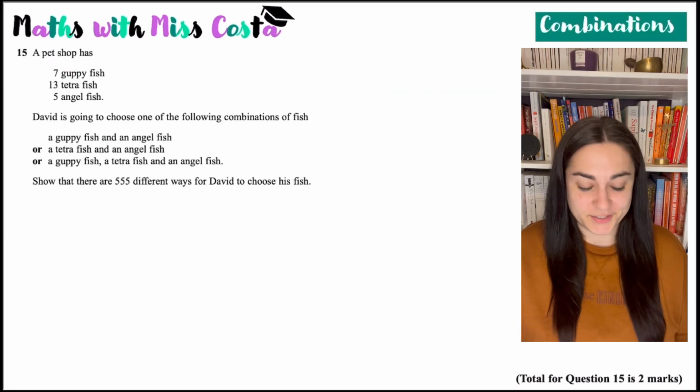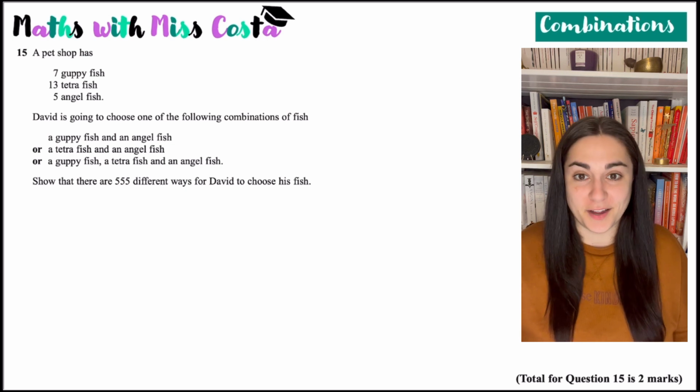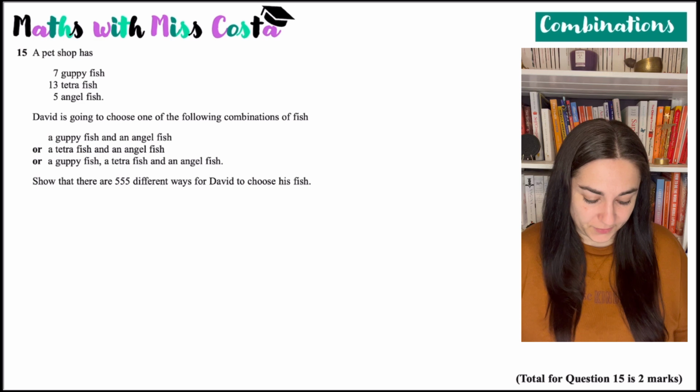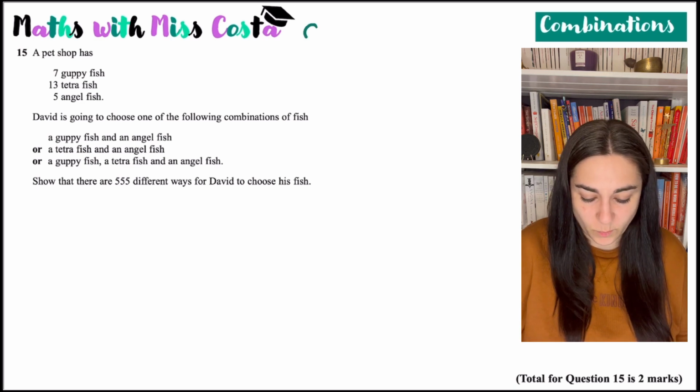Okay, so in this question, I'm told that a pet shop has 7 guppy fish, 13 tetra fish, and 5 angelfish. And David is going to choose one of the following combinations of fish: a guppy fish and an angelfish. So let's just have a quick little recap of the and the or rule.